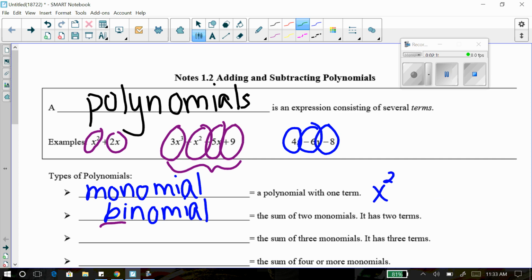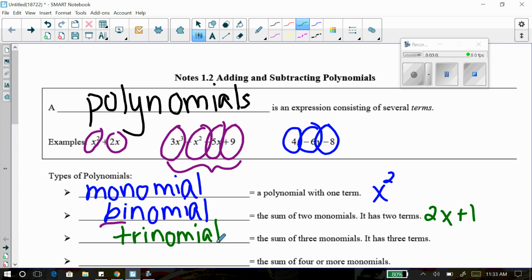So something like 2x plus 1, two terms. The sum of three monomials, meaning it has three terms, is a trinomial. Remember, tri means three, like a triangle has three sides. A tricycle has three wheels. Okay, so a trinomial has three terms. Go ahead and type trinomial on your line.